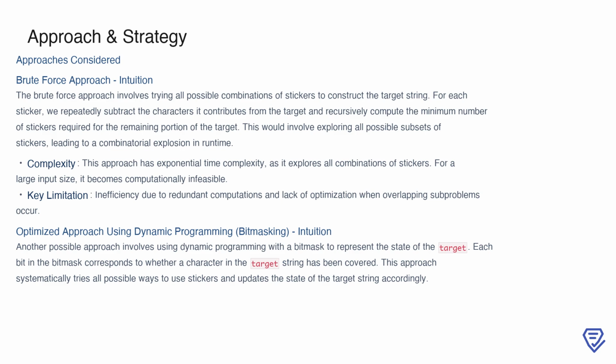Now, an alternative approach we might think of is to use dynamic programming with bit masking. Here, we represent the state of the target string as a bit mask, where each bit indicates whether a specific character in the target has been covered. This allows us to systematically try all possible ways to use stickers while updating the state of the target string. However, despite being an improvement over brute force, this approach still suffers from high complexity, especially as the target string length increases. It's more structured but still not efficient enough for our needs.